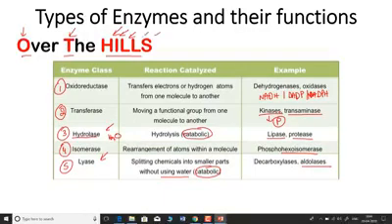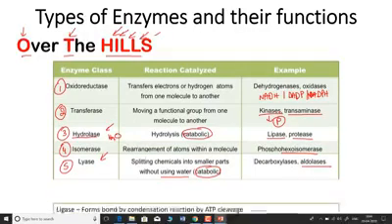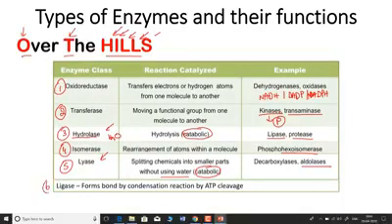Then another L, the second L of the hills, gives us ligase. Ligase forms bonds by condensation reaction with ATP cleavage, and that's involved in the formation of bonds, like the formation and restoration of the phosphodiester bond in the DNA backbone, which is done by DNA ligase. So the example I forgot to mention here will be DNA ligase, a very important enzyme for the DNA replication process.